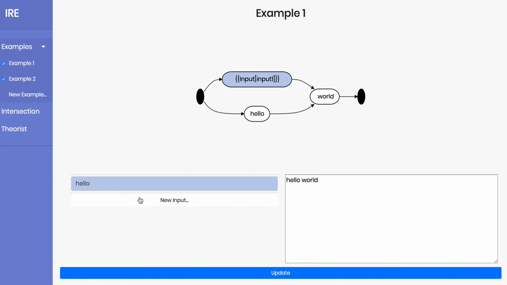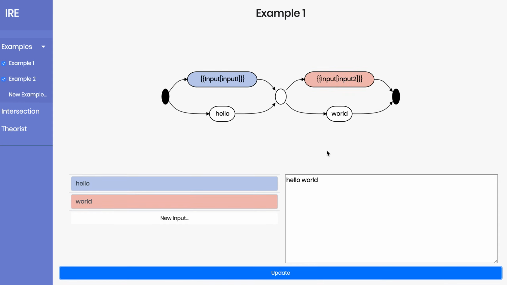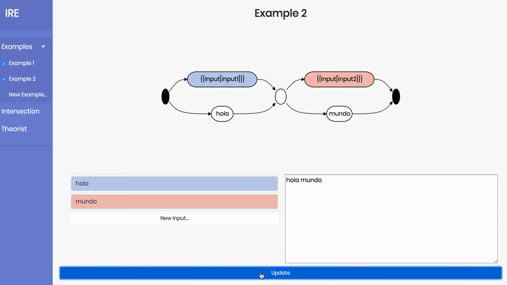We can also add further inputs if we need to for our program. So suppose now we say that world is another input that our program takes. Now we update. We see a new program space that also represents this hello world, now allowing the second part of the output to come from input 2. Similarly, if we go into example 2 and we add, let's say, mundo, and replace world with mundo and update it, again, we get this program space that allows for input 2.